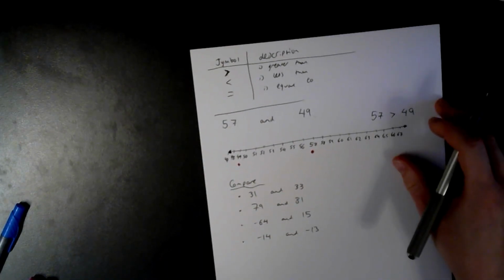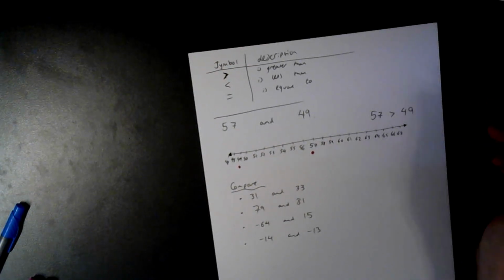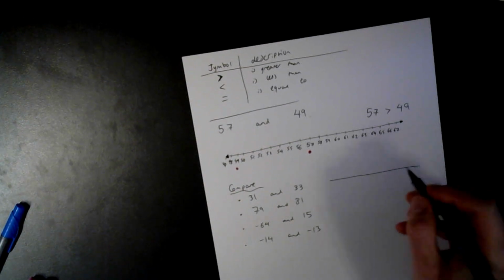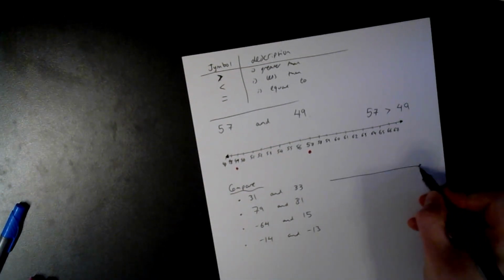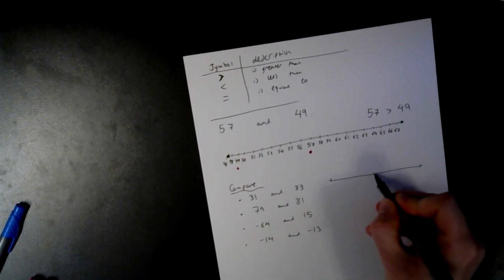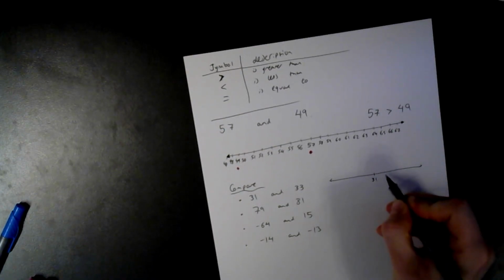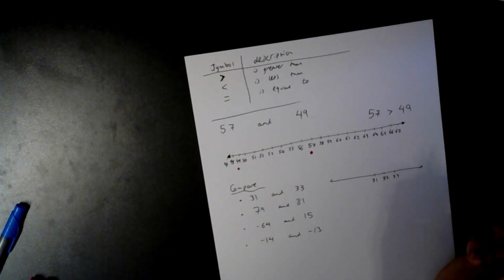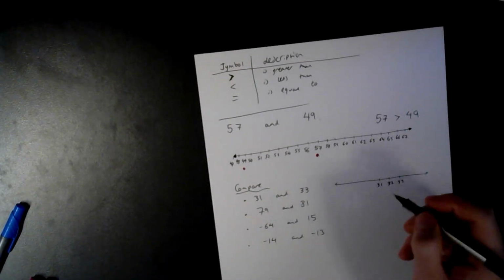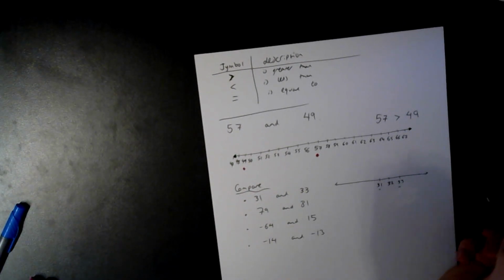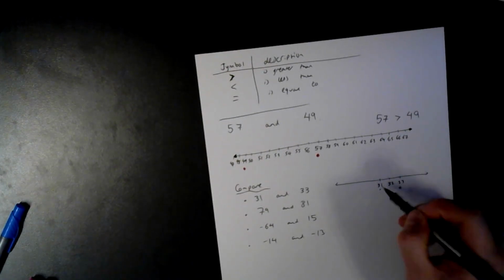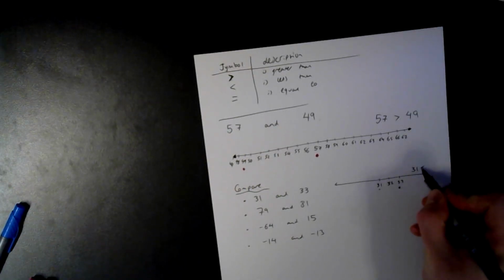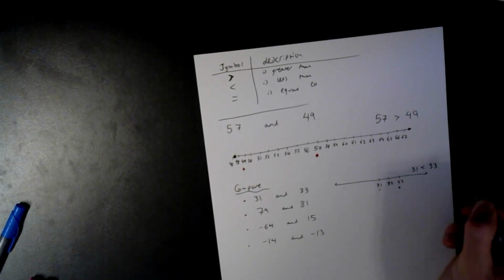Okay, so hopefully that should have been enough time there for you. Looking at this first example, we start by drawing the number line. We mark on 31, and then we go up 32, 33. We've already got to 33, so we've got our number 31 and 33. 33 is to the right of 31, and so 31 is less than 33.